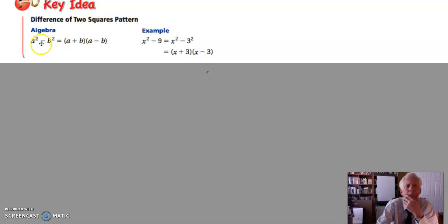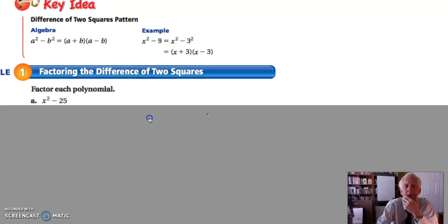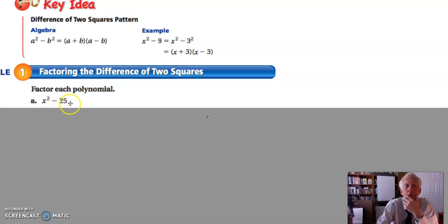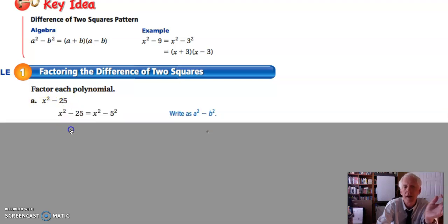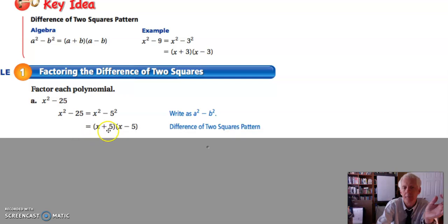Difference of squares. If you see a squared minus b squared, if they're both squares, the factored form is a plus b, a minus b. It looks like this. If you see two squares being subtracted, x squared minus 25 is x plus 5, x minus 5. You need to recognize that pattern.